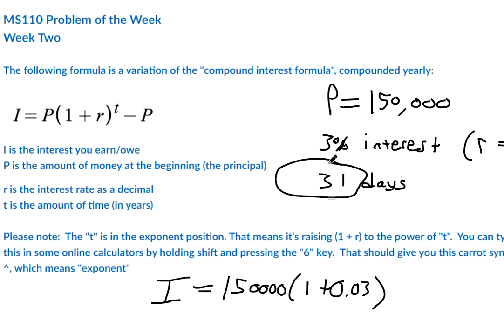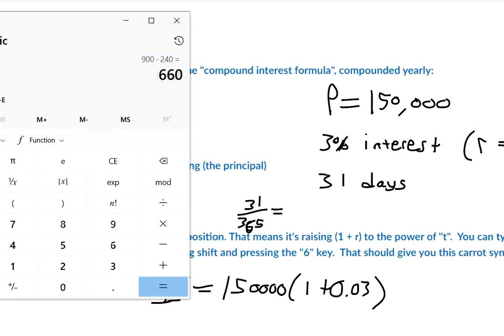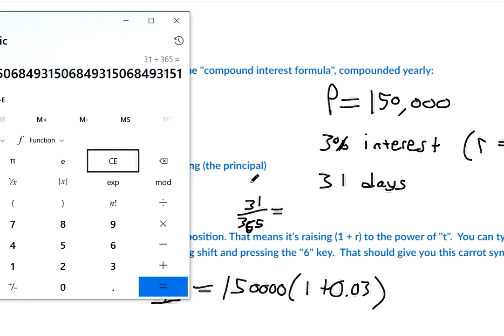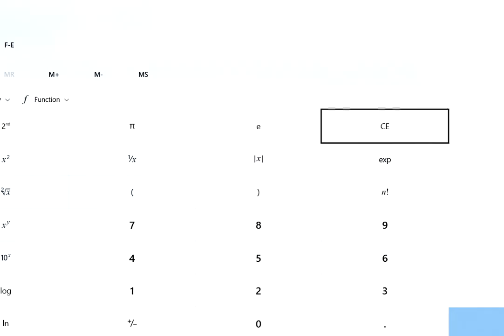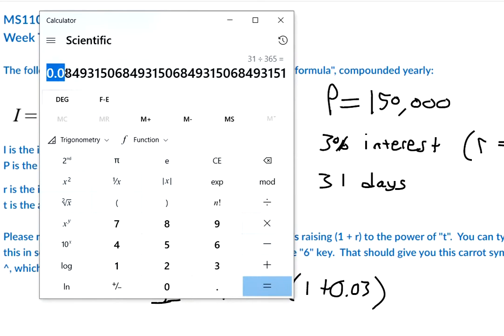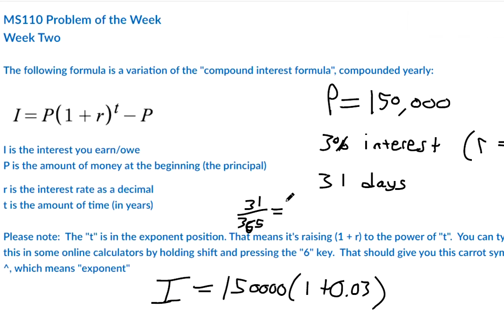But do not plug in 30 days or 31 days for time, because with this formula, time has to be in terms of years. So to find the equivalent in years of 31 days, let's divide it by the number of days in a year. And that will tell us the fraction of the year we're working with. So if we do that, that's 0.084. You can round off at some point.